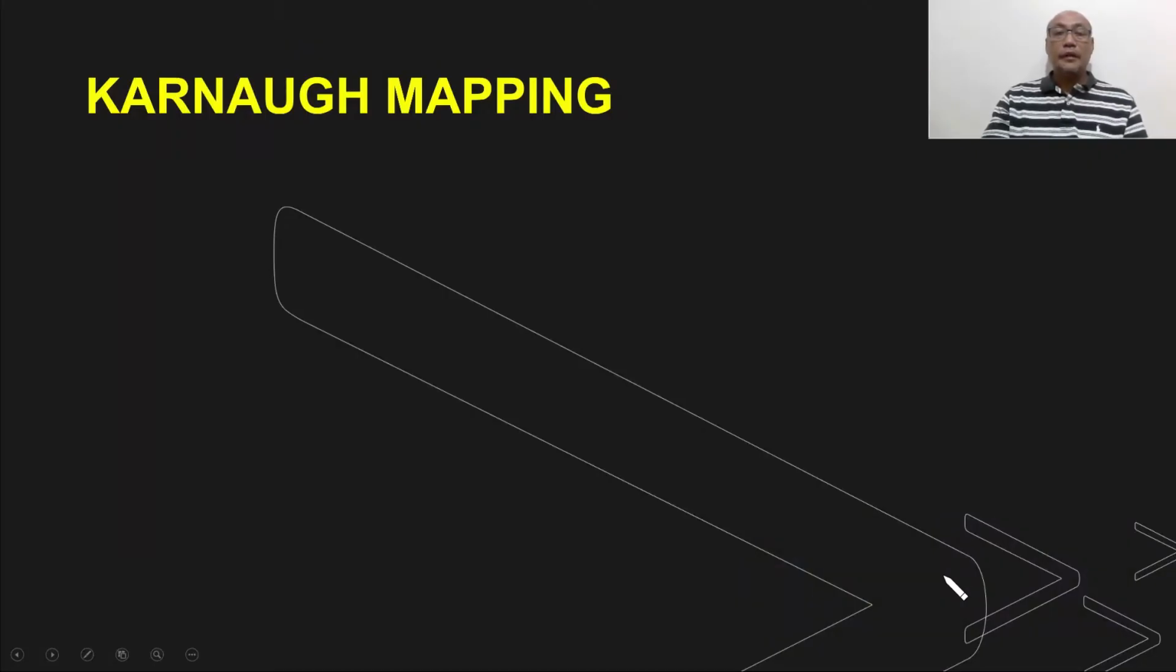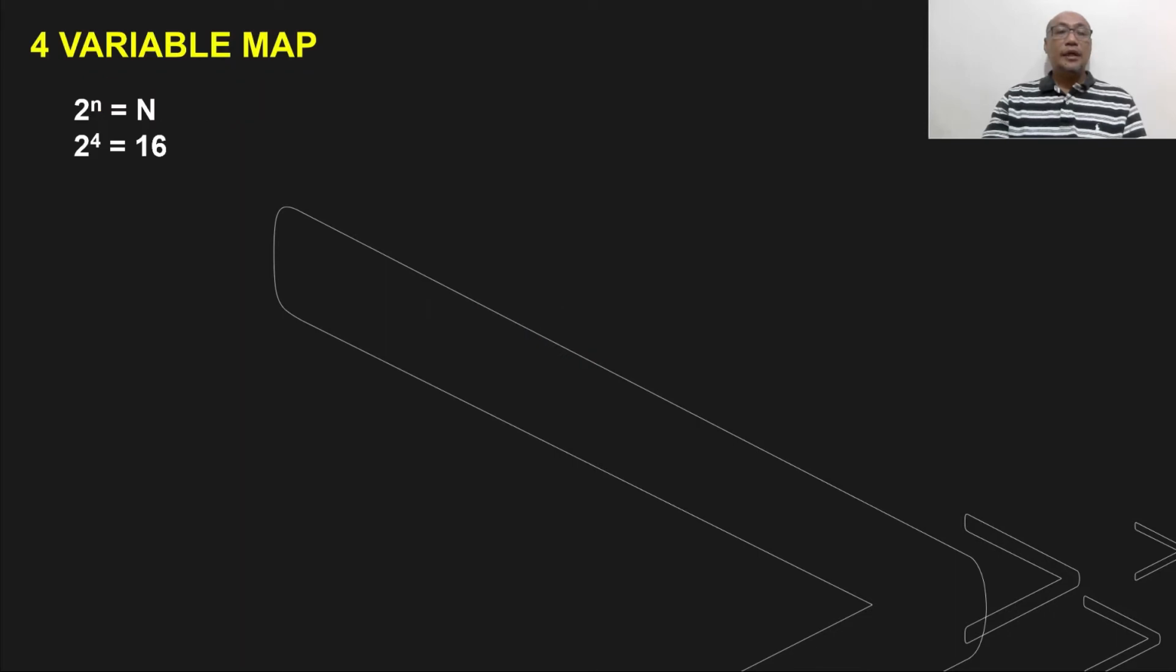Hello once again. Let's continue with our topic on Karnaugh mapping. We'll try to simplify Boolean expressions with 4, 5, and more variables or literals. Let's go back into our general equation: 2 raised to n is equal to N, where the lowercase n indicates the number of literals, and the uppercase N indicates the number of combinations or cells that we need in a map.